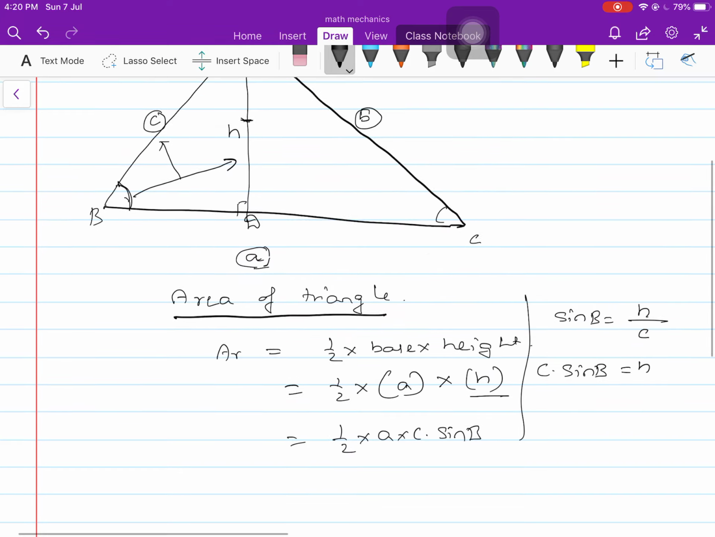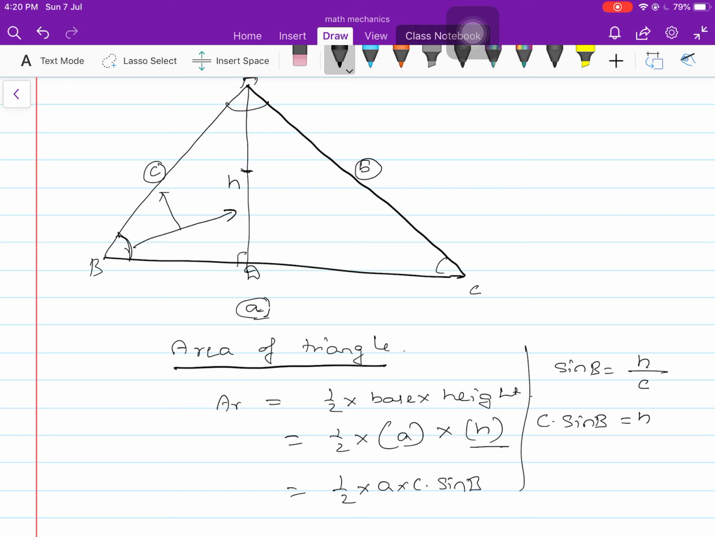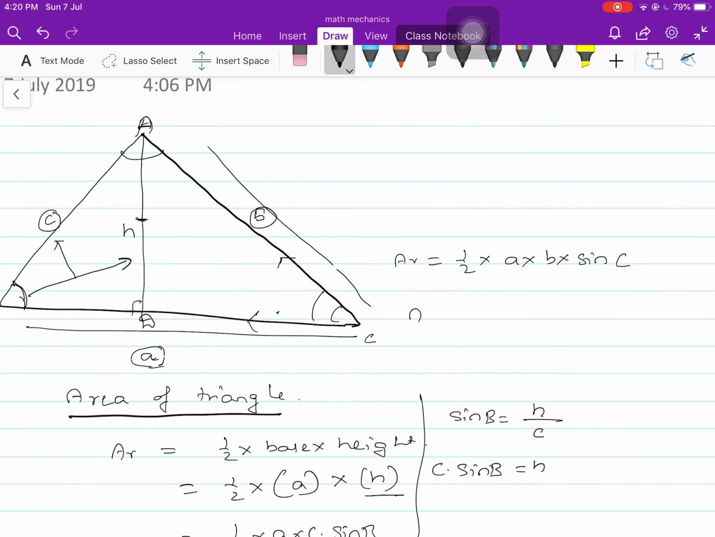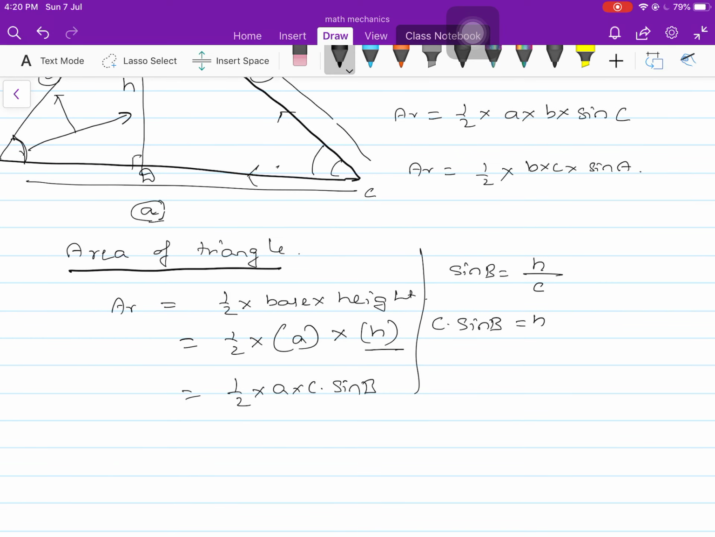Okay, so if I use A and C into the angle between them, similarly if I use these two sides, so what will be the area of triangle? So area of the triangle, if I use these two sides, would be half into the length of this side, which is A, and the length of this side, which is B, into sine of angle between them. So sine of angle C. Now if I use the top two sides, area will be half into B into C into sine of angle between them, which is A. Okay, so this is how you get area of the triangle. Now I'll call this as equation 1, this as equation 2, and this equation 3.